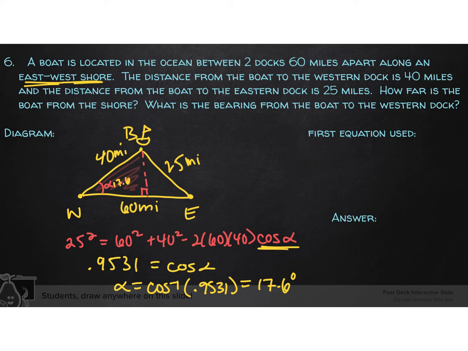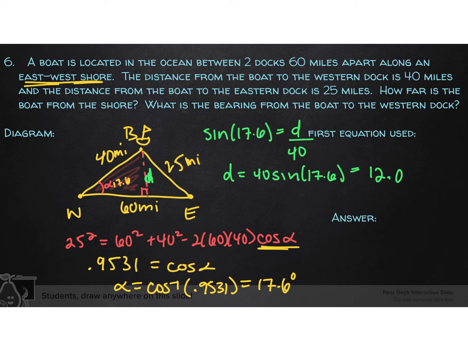Okay, so then we have enough information to find this distance using this right triangle here. Okay, so to find the height or distance, whatever you want to call it, we'll call it D for distance. That would be sine of 17.6 is equal to the distance over 40. So the distance from the boat to the shore is 40 times sine of 17.6. Which gives us 12.09 miles from shore.